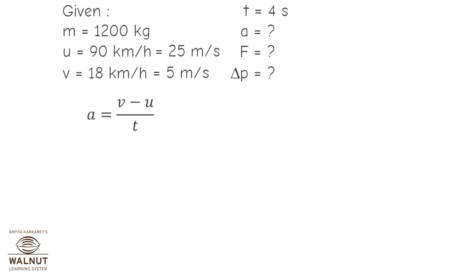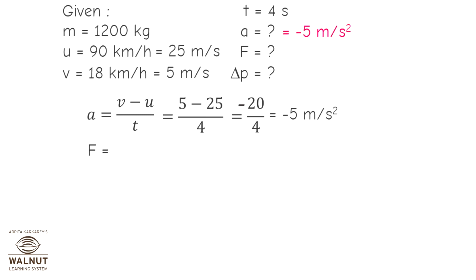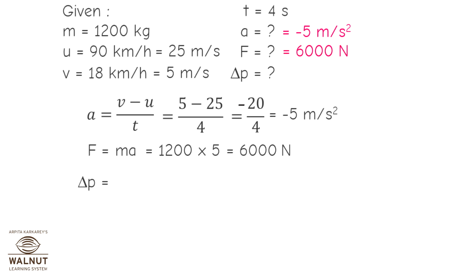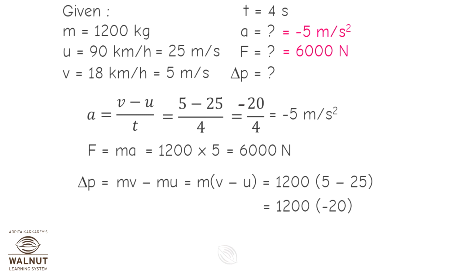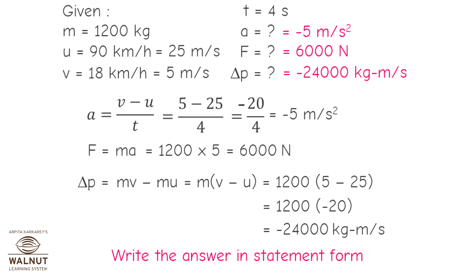a is equal to v minus u upon t, which is equal to 5 minus 25 upon 4, which is equal to minus 20 upon 4, which is equal to minus 5 meters per second square. F is equal to m into a, which is equal to 1200 into 5, which is equal to 6000 newtons. Delta p is equal to mv minus mu, which is equal to m into brackets v minus u, which is equal to 1200 into brackets 5 minus 25, which is equal to 1200 into minus 20, which is equal to minus 24,000 kg meters per second. Write the answer in statement form.